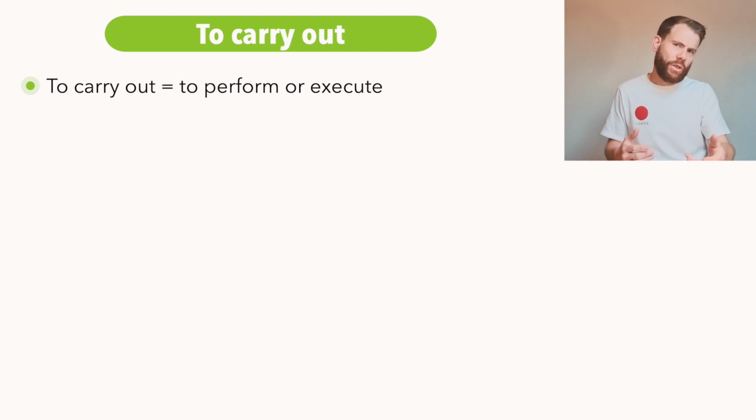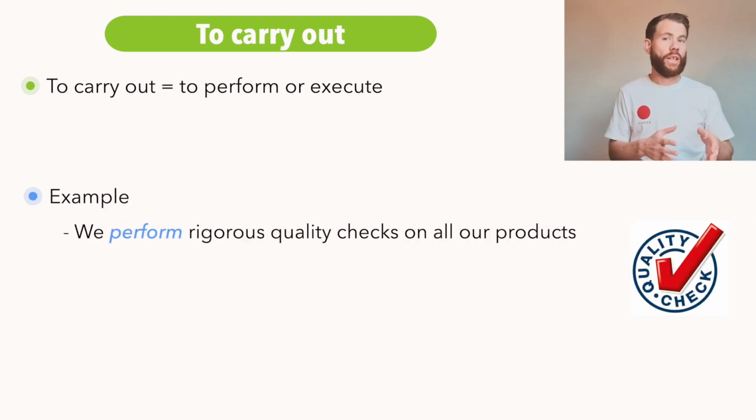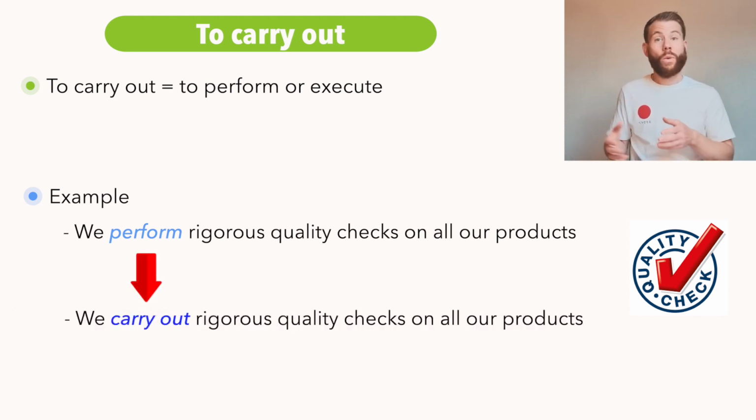I find that my students overuse the word perform. So really, if you use the word perform a lot in your English, try and replace it with carry out. Honestly, it'll sound much better. An example for you here. We perform rigorous quality checks on all our products. So we replace perform with carry out. We carry out rigorous quality checks on all our products.